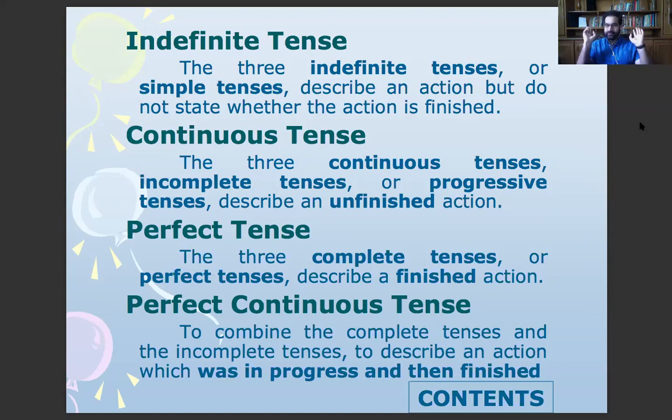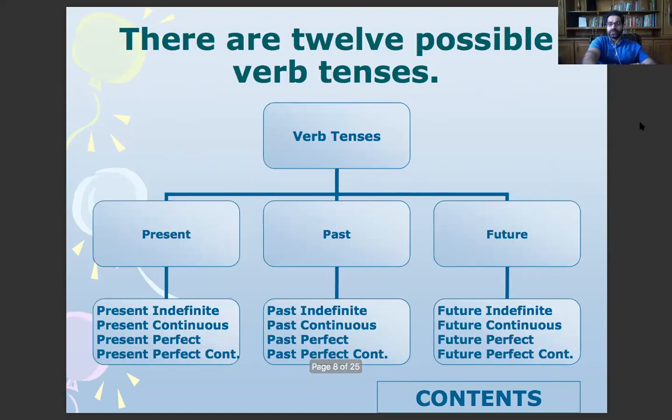Now, perfect continuous tense, and this is the mostly problematic area for Pakistani students. They sometimes mix it up and are confused between the use of since and for as well. I'll be giving you an idea of since and for in the end. Perfect continuous tense combines the complete tenses and the incomplete tenses, to describe an action which was in progress and then finished. He has been going to school. He had been going to school. I'm not putting since and for here. I'll discuss that in the end. He will have been going to school, college, university, wherever he or she wishes to go.